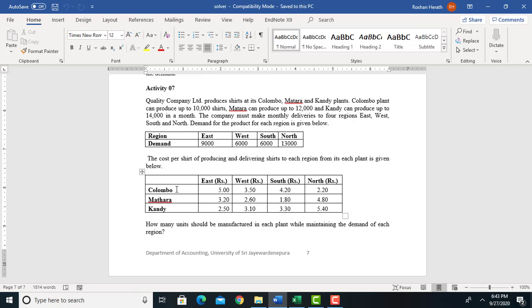It is very important for business organizations involved in delivering goods to different parts of the country, and especially if you have several plants. If you have one plant, no choice, you need to deliver everything from there. But if you have more than one plant, the cost consideration would come into play. So you need to consider that.